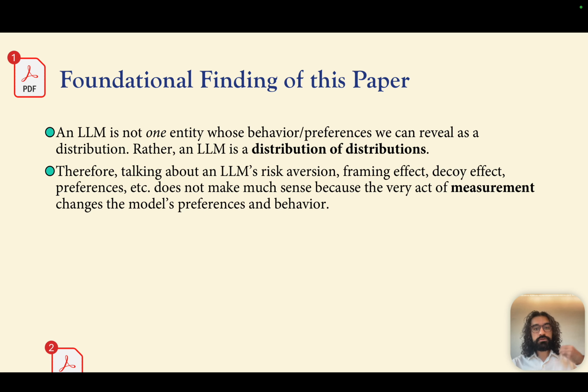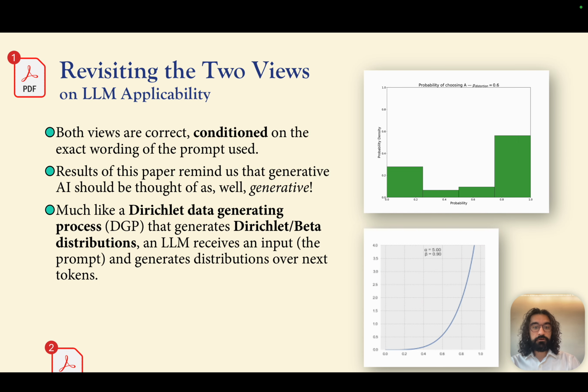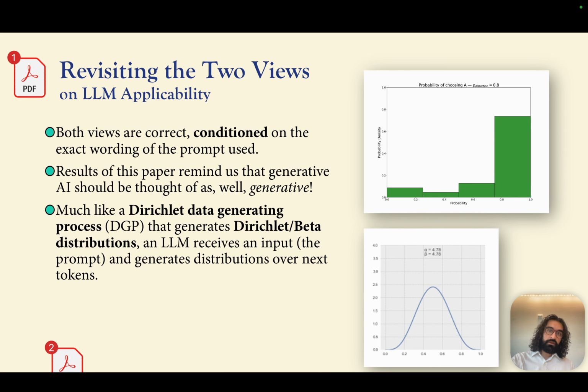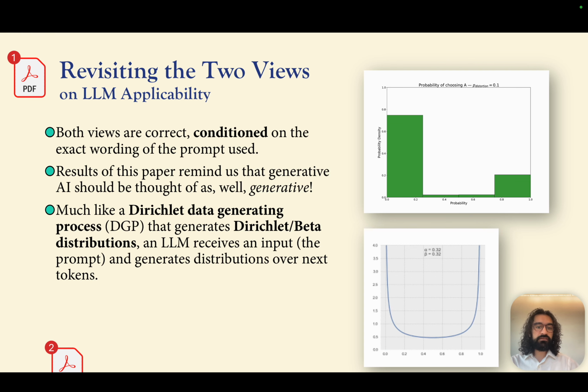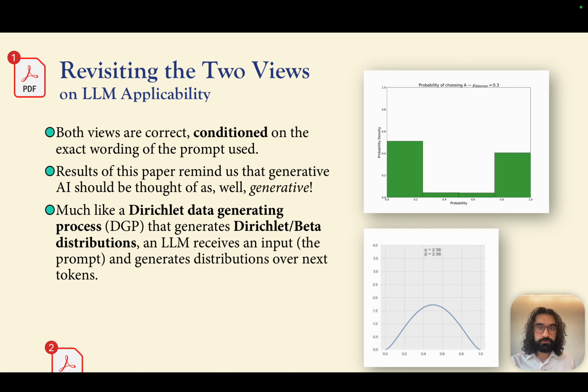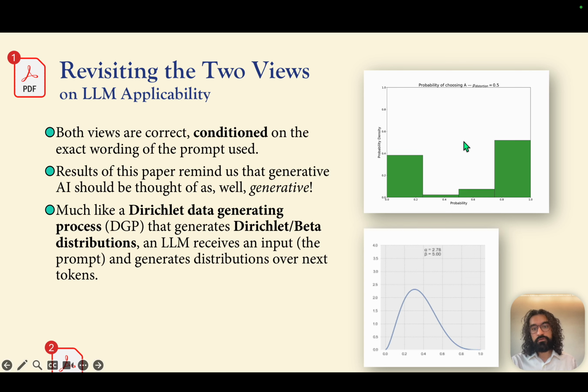It's a distribution of distributions. Just like, for people who are familiar with Bayesian statistics, when we look at Dirichlet data generating processes, it's something that when you sample from it, it basically generates Dirichlet or beta distributions. And these graphs, by the way, are actual graphs from the Shapley value method.